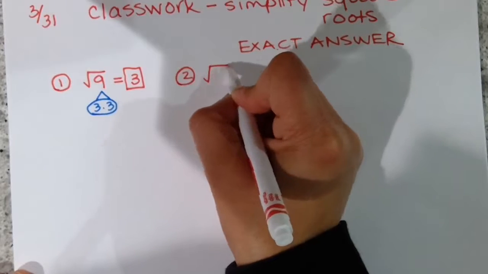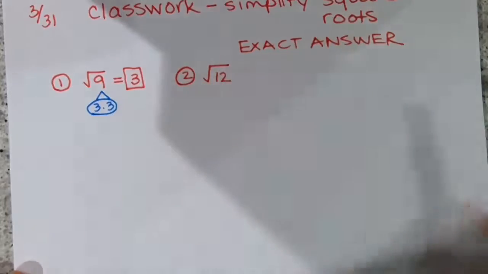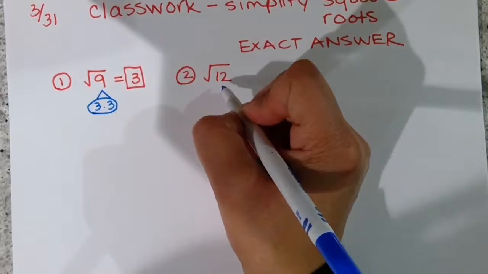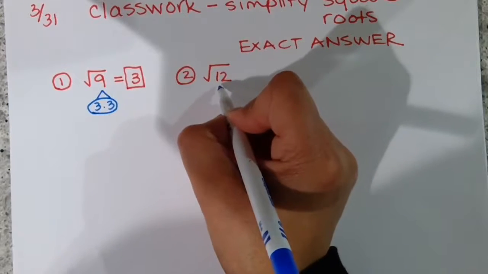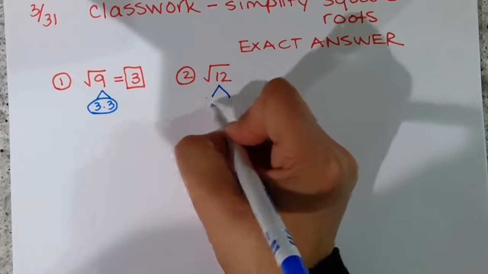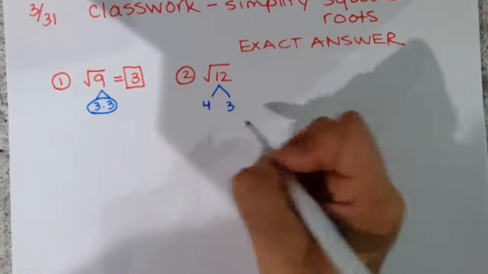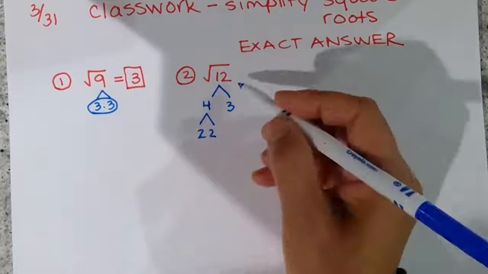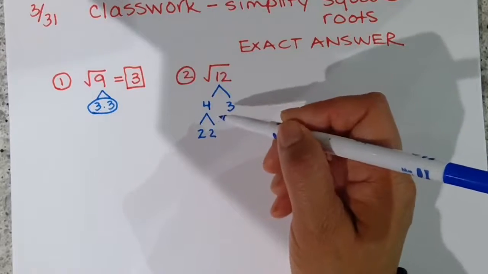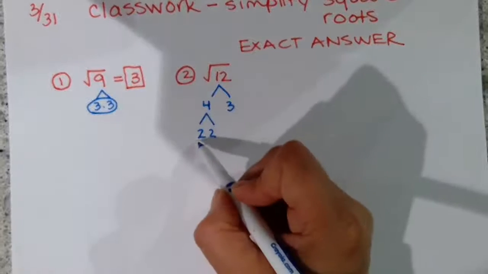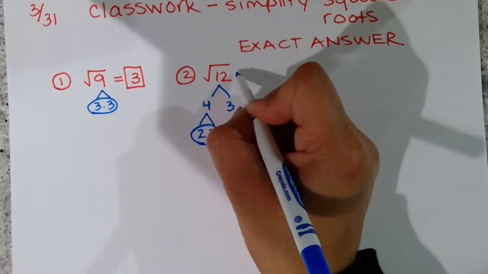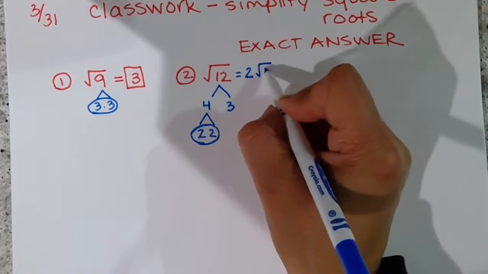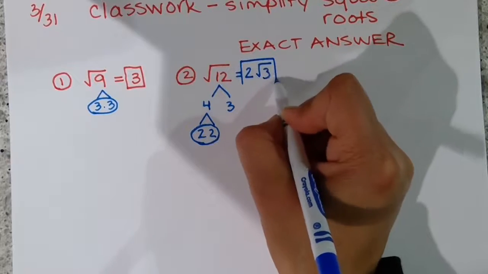Square root of 12. Well, square root of 12, you can break it apart into 6 and 2, 3 and 4, doesn't really matter. Let's just do 4 and 3. Break this apart again. Because it's square root, you're looking for pairs or things that are doubled. So this one, you have a pair of 2's, so that comes out, that's a 2. This 3 does not have a pair, so it stays under the square root. So your answer is 2 root 3.